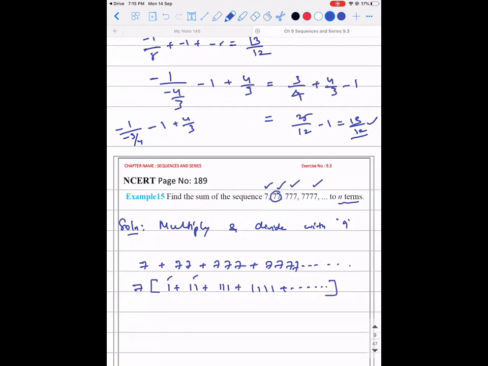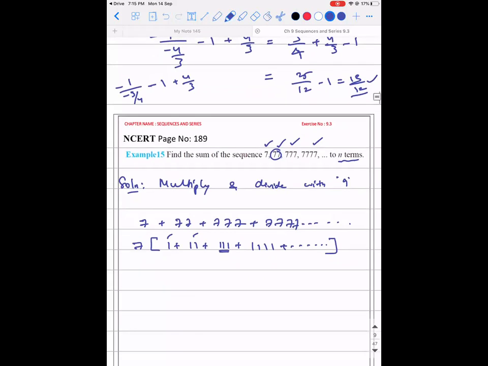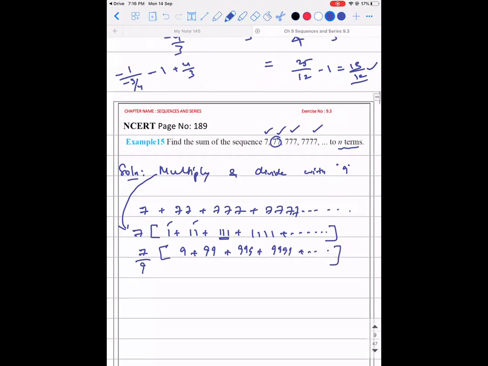1 and 11, the difference is 10. 111 and 11, the difference is not 10. Similarly, 11 divided by 1 is 11, 111 divided by 11 is not 11. So it is not a geometric progression also. To make it a geometric progression, we can multiply and divide with 9. Follow the step here. You will have 7 divided by 9 into 9 plus 99 plus 999 plus 4 nines. It keeps going like this.